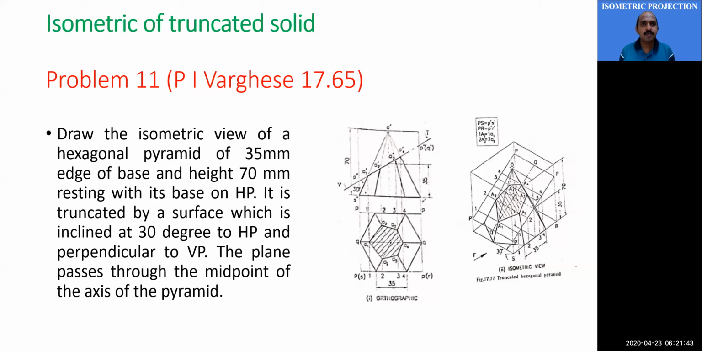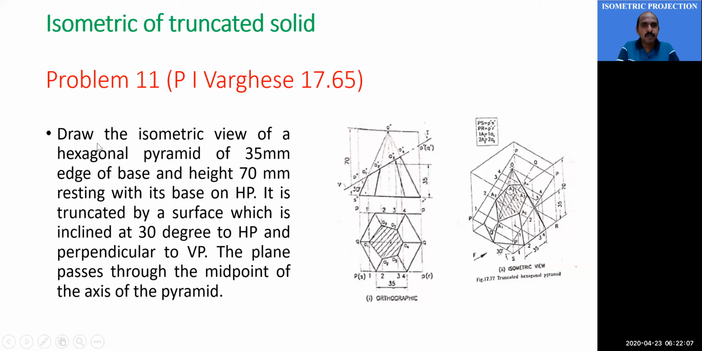Today we are going to discuss the isometric of truncated solids. Truncated means the solid is cut by a section plane. Then that section plane may be inclined to HP or VP. Okay. So, problem number 11.